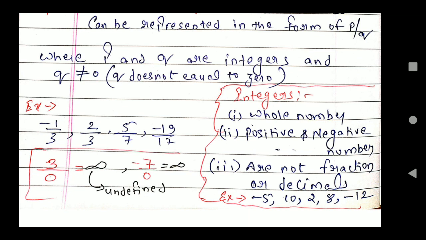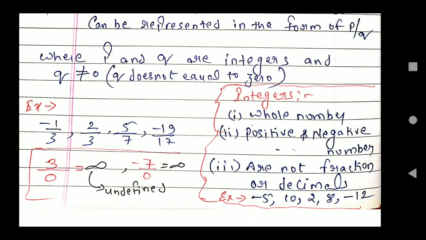Now see the definition of a rational number, where p and q are integers and q does not equal 0. If we take 3 by 0, it makes what? Undefined. If we take -7 by 0, undefined. If we divide 3 by 0, we have to write undefined. See examples of rational numbers: -1 by 3, 2 by 3, 5 by 7, and -19 upon 7.